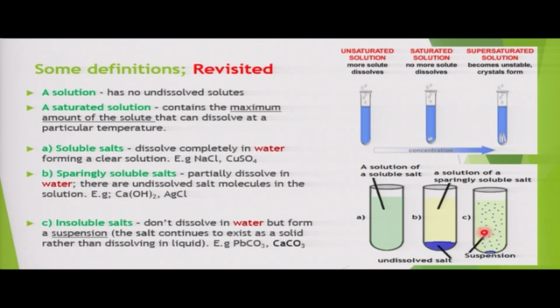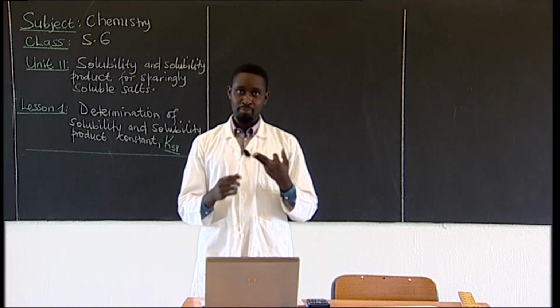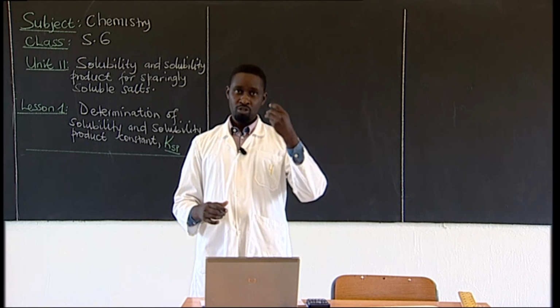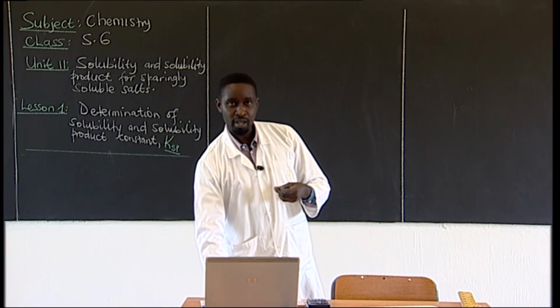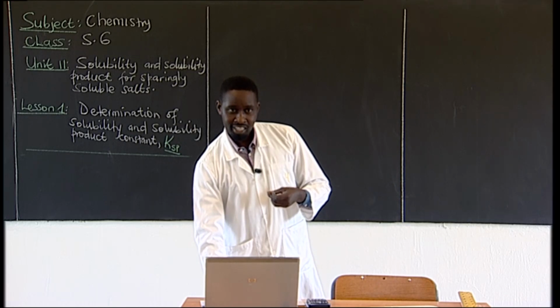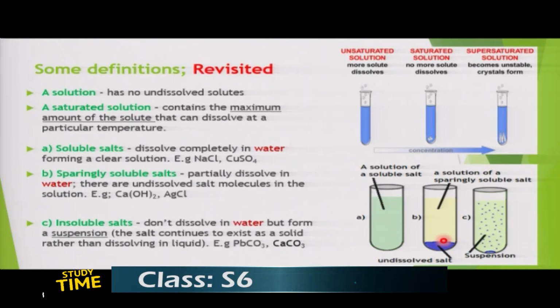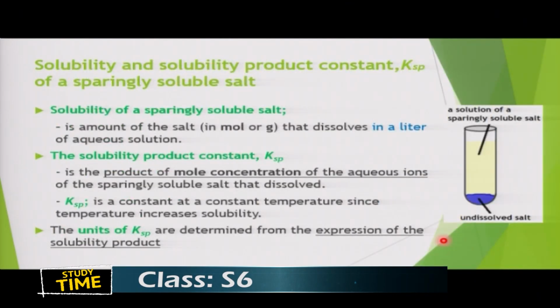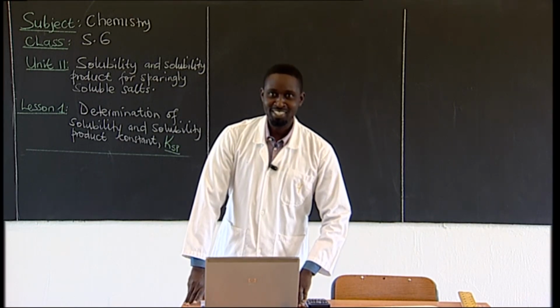If I can quickly take you back, remember a saturated solution, what it is, and remember a sparingly soluble salt. Those two go hand in hand. We shall be looking at them. So when you dissolve a sparingly soluble salt, it will always exist in equilibrium, whereby you have undissolved particles of the salt with the solution. This solution will have the ions set free. That is something you need to recall. So, solubility and solubility product constant.